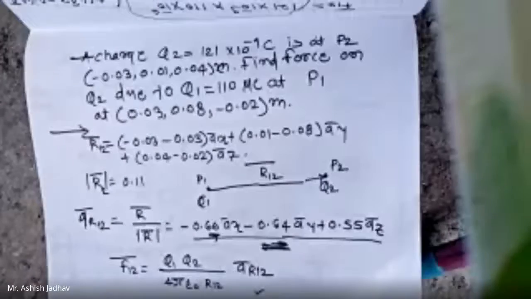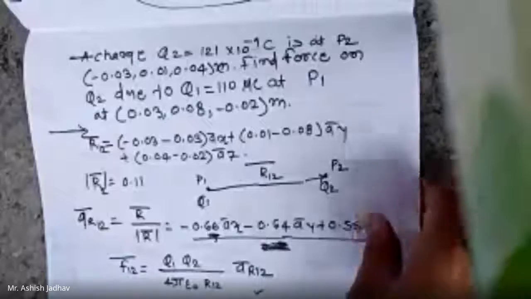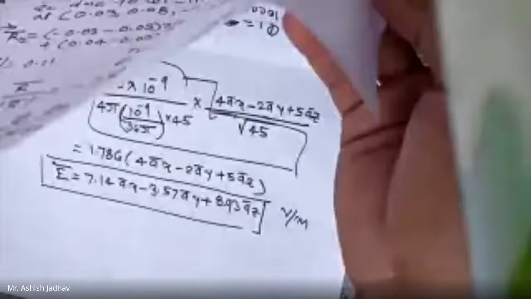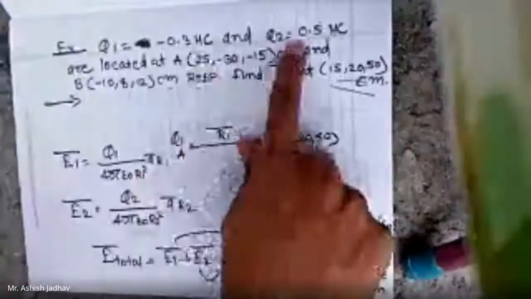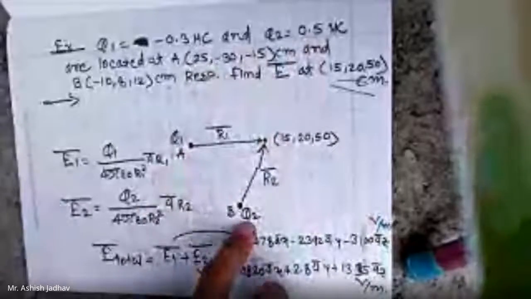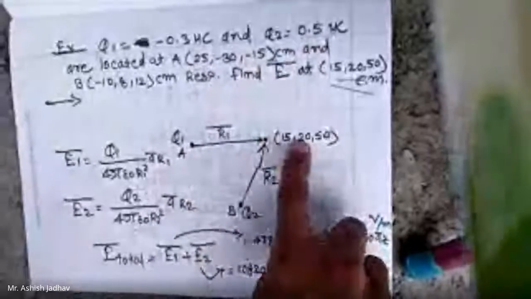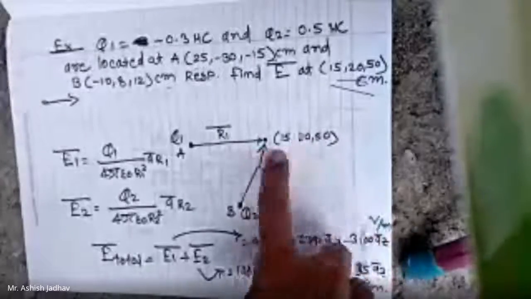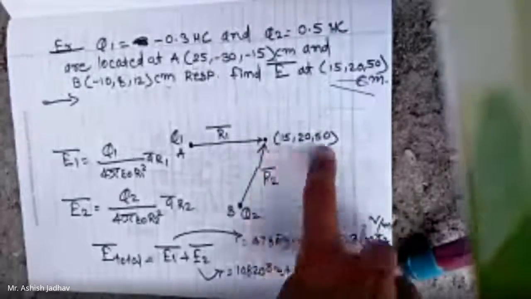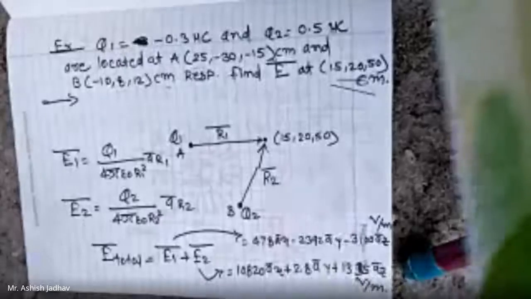In the last lecture I gave you one homework example. Two points were given to you, so the Q1 and Q2 coordinates are given, and you need to find the electric field intensity at this point. I asked you to solve this at home, as a homework.